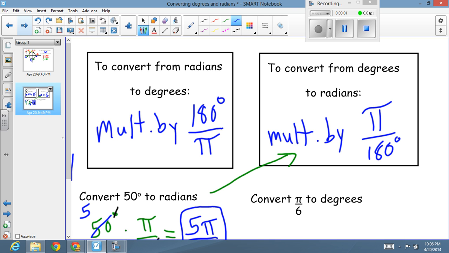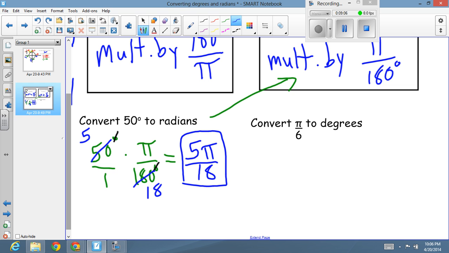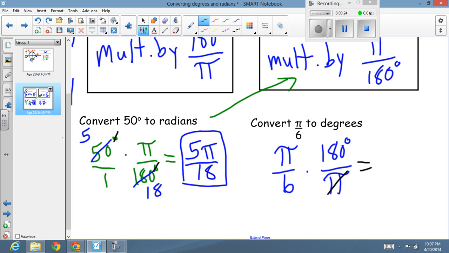Okay, now I have a second one here where I'm going to convert, this time, from radians to degrees. So I have pi over 6. If you can't remember which to use when, well, I want to cancel out pi, and I want to be left with degrees. So I want degrees in the top, pi on the bottom. Pi cancels with pi. That's just like 3.14 and 3.14 canceling out.